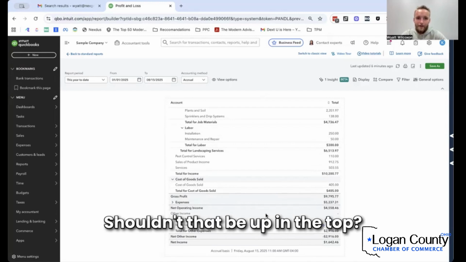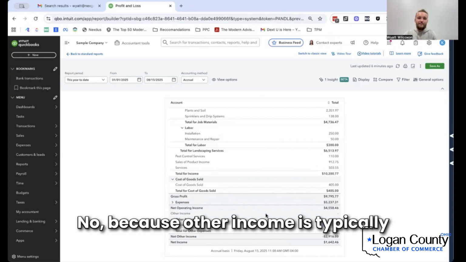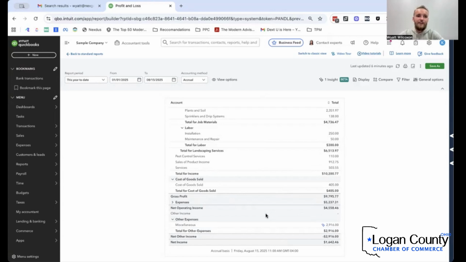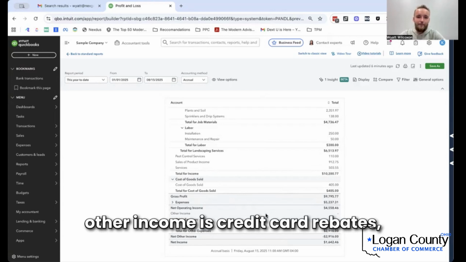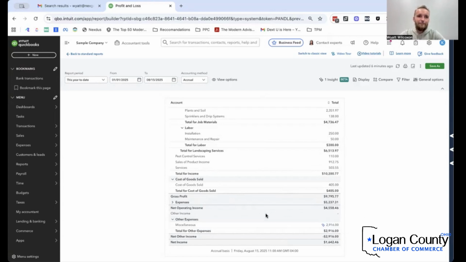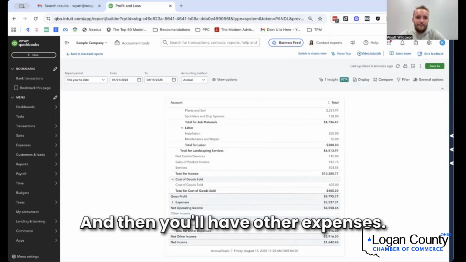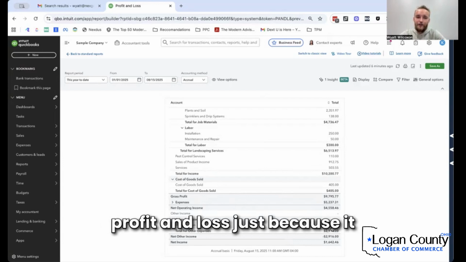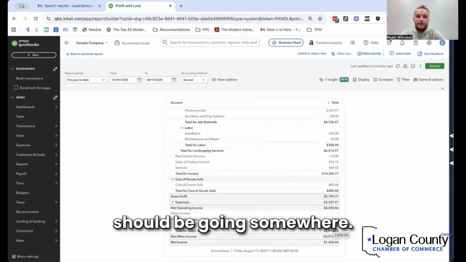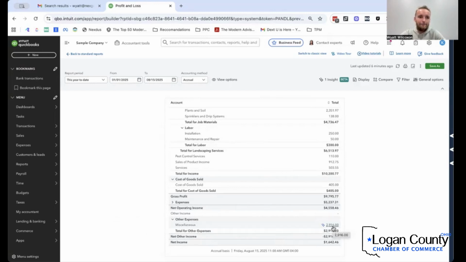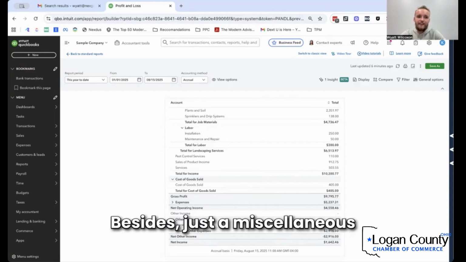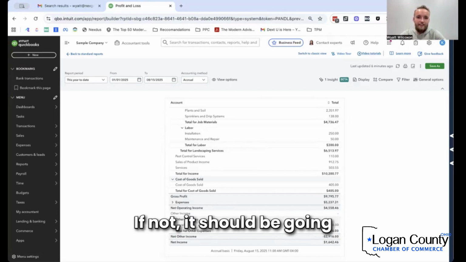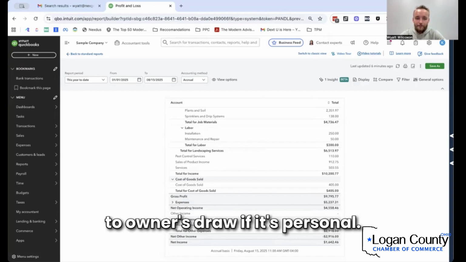So then from there, you might say, well, hey, there's other income. Shouldn't that be up in the top? No, because other income is typically stuff that's unreliable, that is not related to your line of service. So a lot of things that we see in other income is credit card rebates, and then you'll have other expenses. I am not a huge fan of having a miscellaneous column on our profit and loss, just because it should be going somewhere on the profit and loss besides just a miscellaneous account, because it relates to business more than likely. If not, it should be going to owner's draw if it's personal.